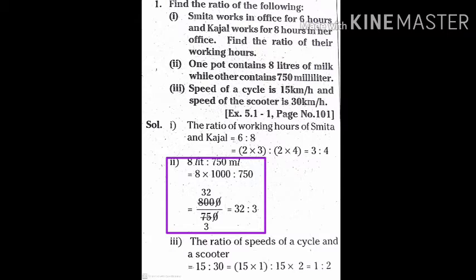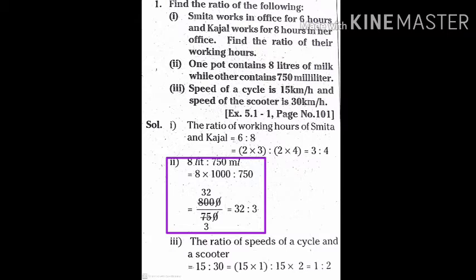8 liters is to 750 milliliters. Ratio means the two quantities must be the same kind. So the liters convert into milliliters. That is 8 into 1000 milliliters, since 1 liter is equal to 1000 milliliters, is to 750.